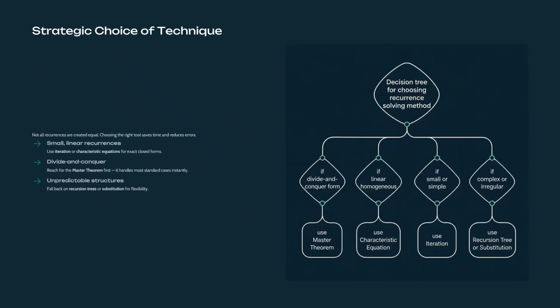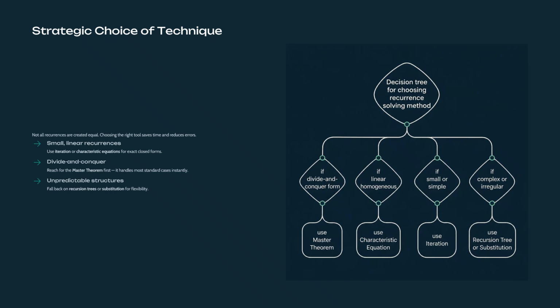Title: Strategic Choice of Technique. Not every recurrence should be solved using the same method. Choosing the correct technique makes analysis much easier. For small linear recurrences, use iteration and characteristic equations. For divide and conquer algorithms, the master theorem is usually the fastest solution. For unusual or irregular recurrences that do not fit standard forms, use recursion trees and the substitution method.